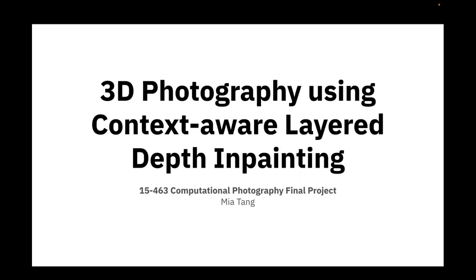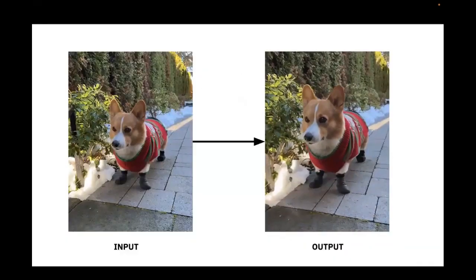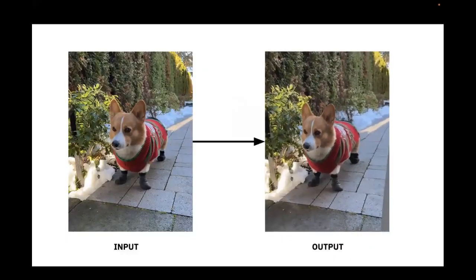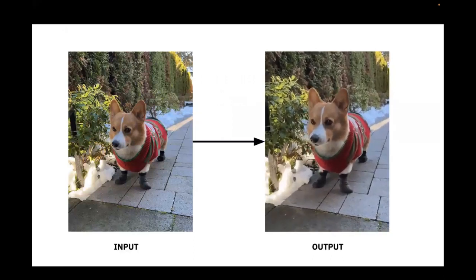Hi, this is Mia, and I am presenting my final project for 15463 Computational Photography at CMU. My project title is 3D Photography Using Context-Aware Layered Depth Inpainting, and it is based on this paper. So our task is, given a single RGB input image, we want to generate a 3D photo.